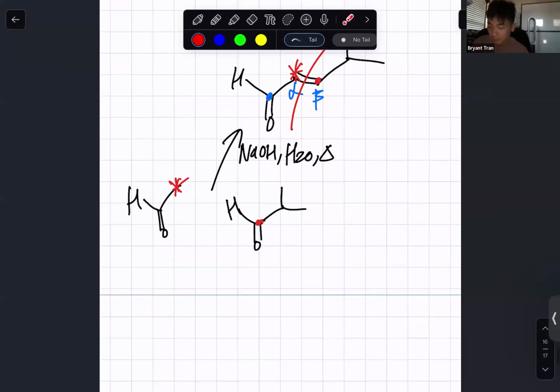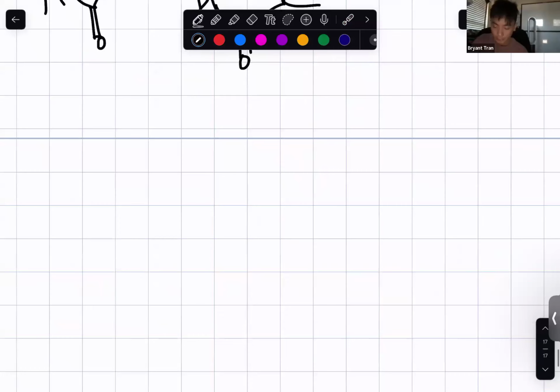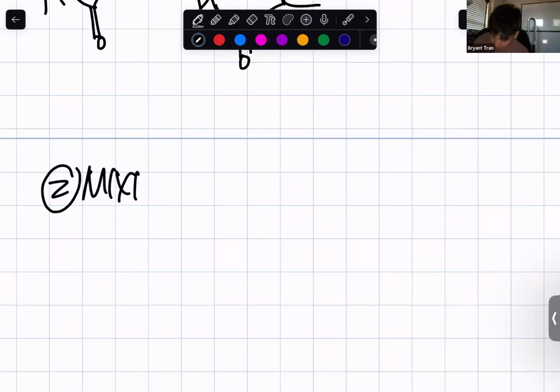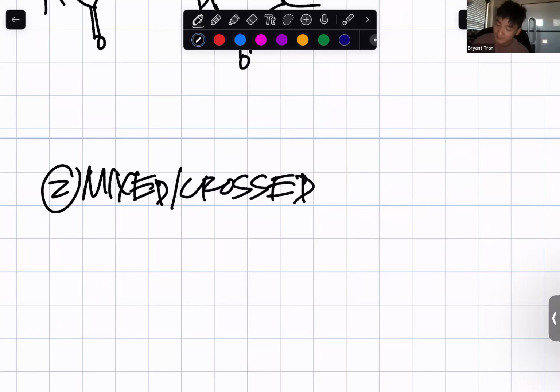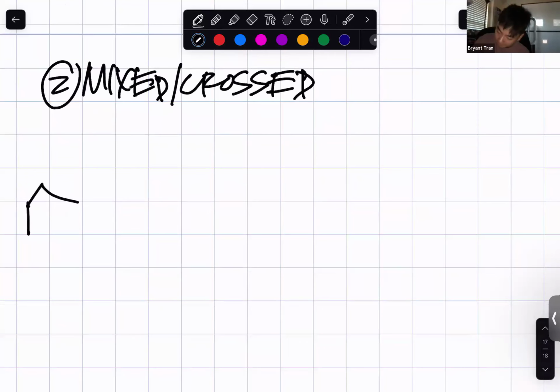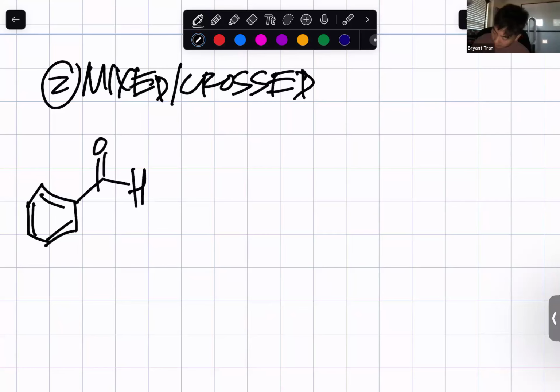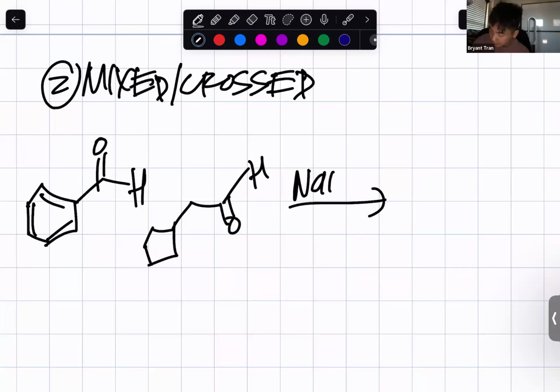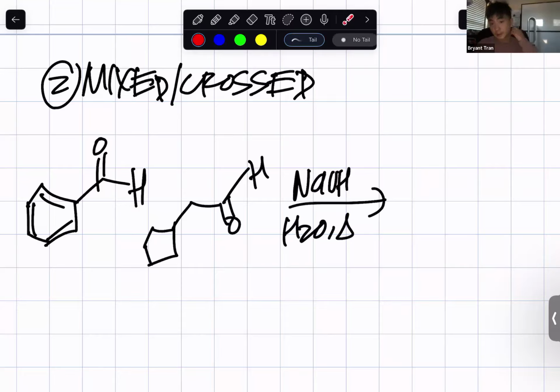Okay, that's good. Now we're going to dive deeper into the mixed or crossed aldol type. Let's say we have something like this reacting with base, water, and heat. How would you predict the product quickly here? What is your nucleophile? What is your electrophile?